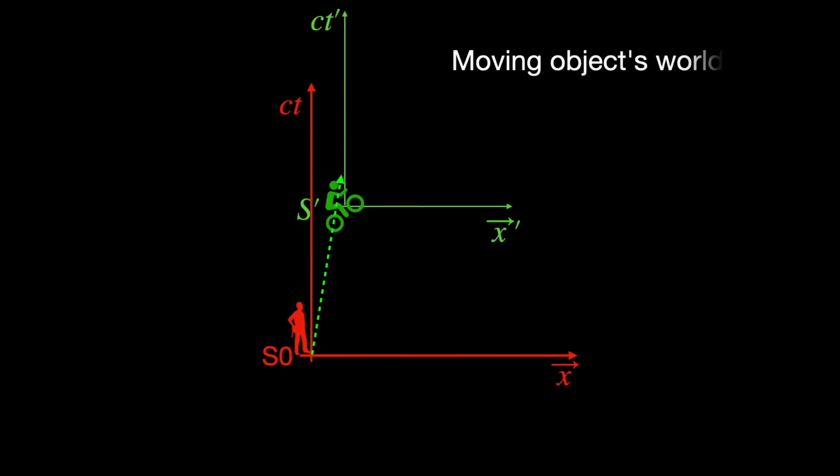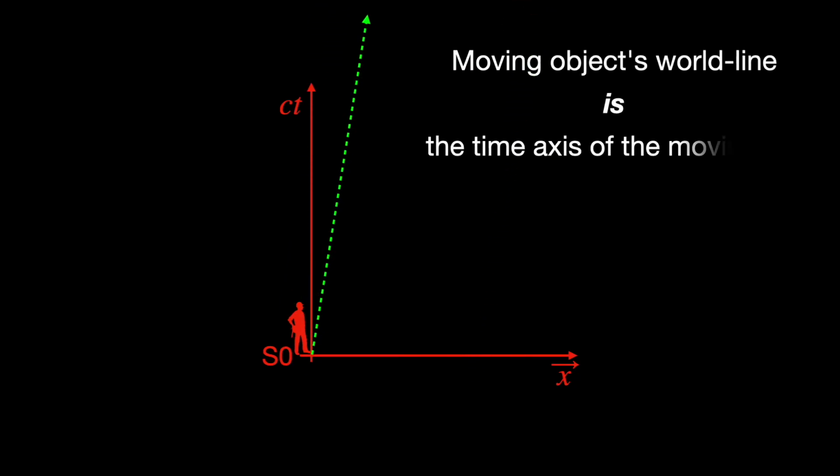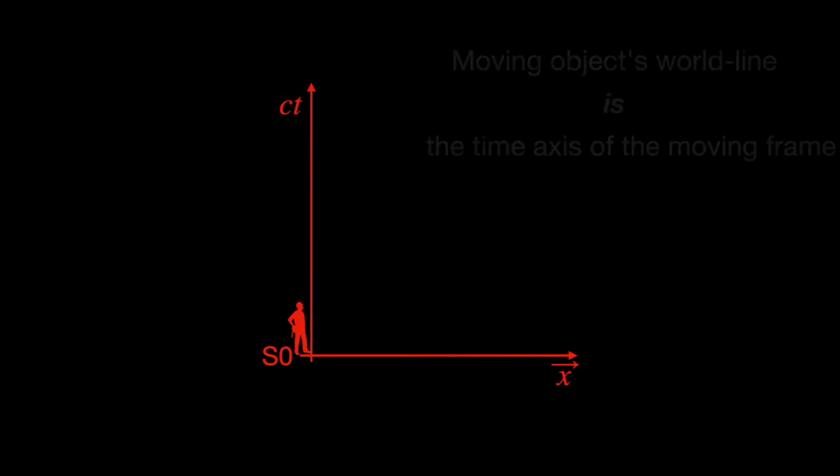The time axis of the moving frame is the world line of whatever moving object that you are studying, but the space axis of the moving frame is rather non-trivial and needs way more attention. And there, the concept of simultaneous events comes in handy.